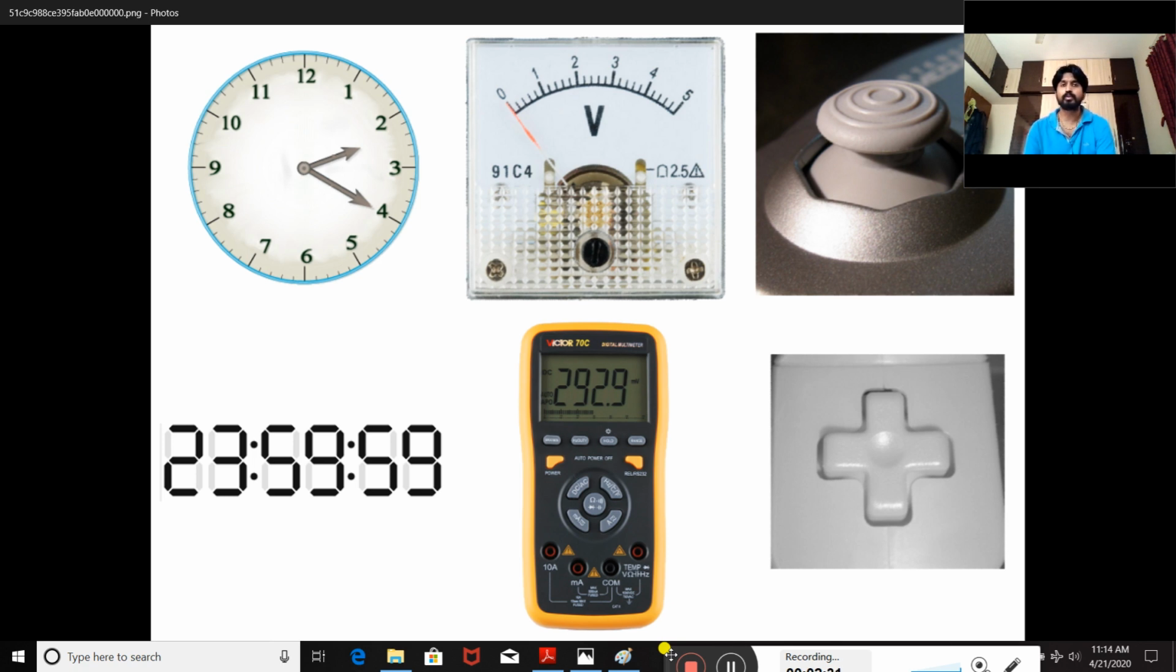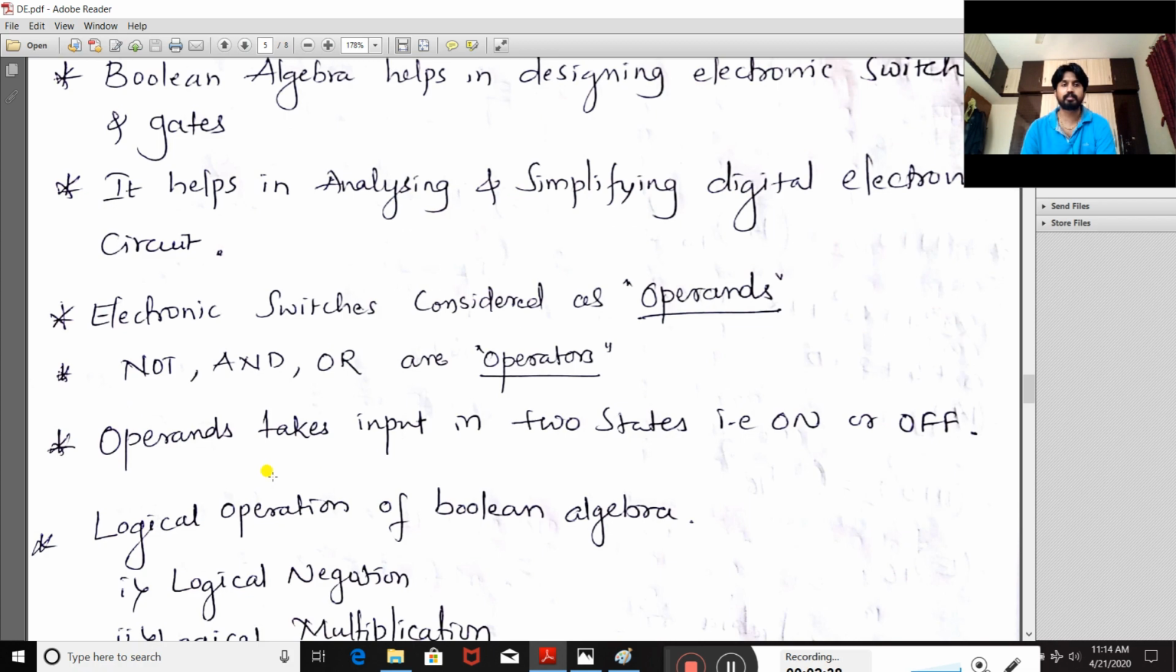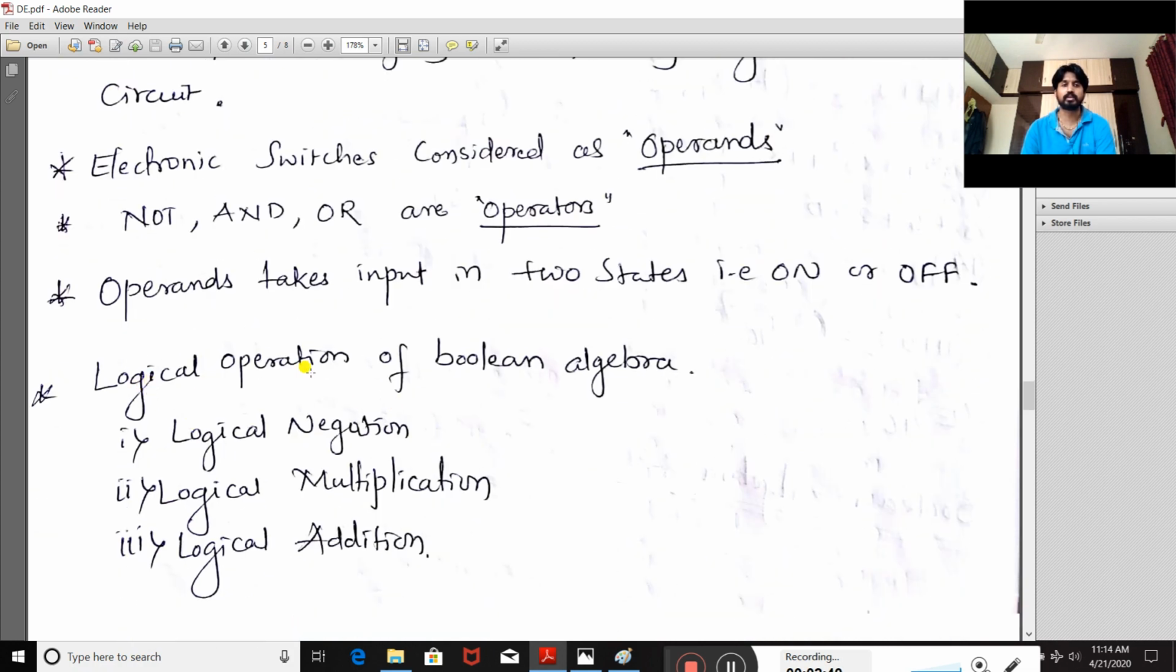Let's see what these formulas are. Boolean algebra uses three logical operations: logical negation, logical multiplication, and logical addition. Logical addition is written with a plus sign, logical multiplication with a dot, and logical negation with a bar.